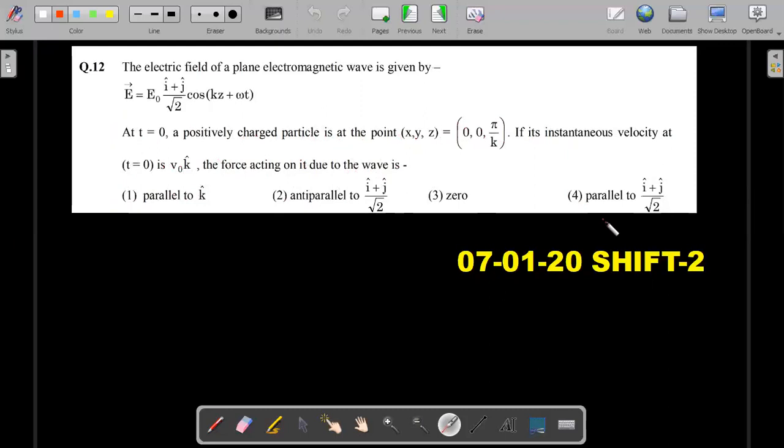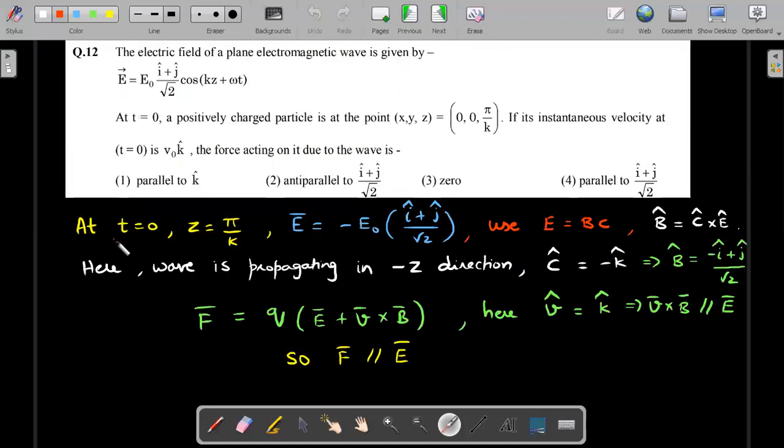Right, so here's the solution. If you have followed my video 1, in which we took the papers from the other shifts, you realize that this is actually a repeated question. Same question but with small variations in the problem. So let's go ahead. At t equal to 0, whatever coordinates are given, you substitute in this. So z equal to pi by k gives you cos pi. Cos pi is -1, so the electric field at that place is given by this vector.